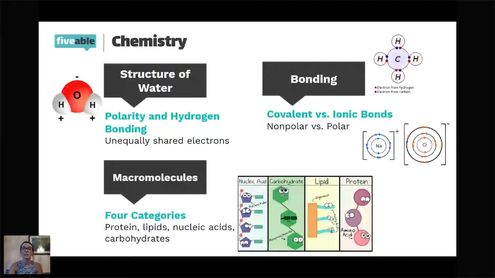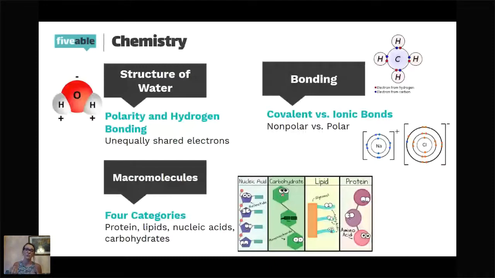And that is going to lead to a lot of conversation when we start talking about the plasma membrane, which is what coats all of our cells. We're going to talk about the polarity of water. The other really unique thing that water can do is hydrogen bond.